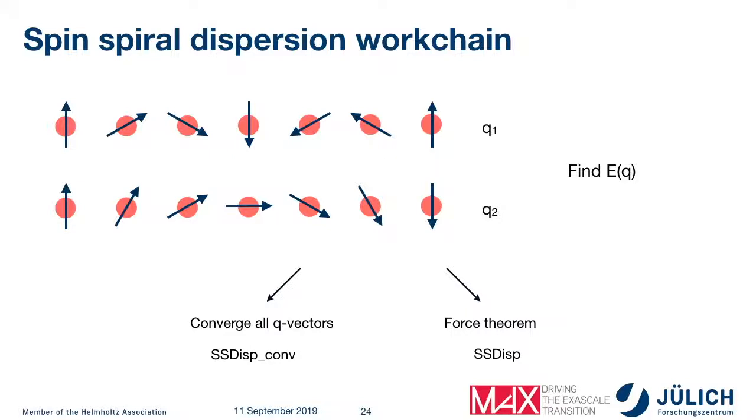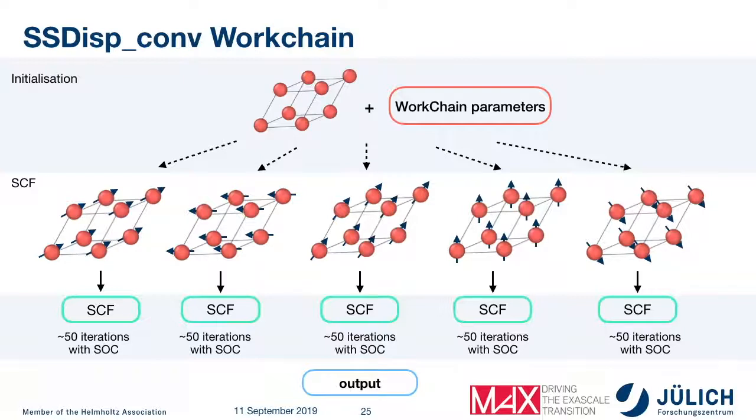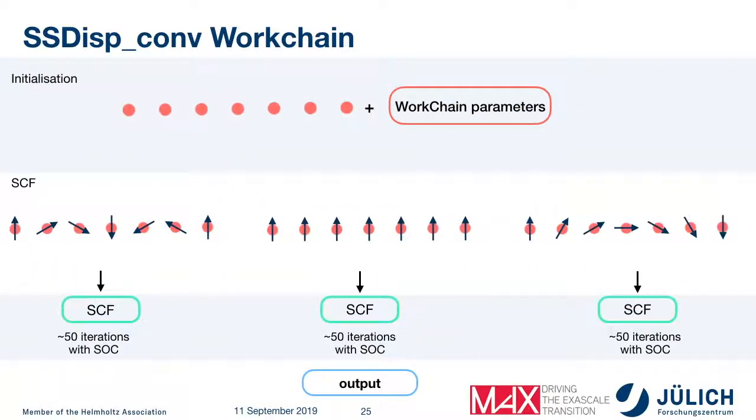It can be done in two ways. First of all, we can call the self-consistent workflow for all required Q vectors. And the second way is to use the force theorem. It has pretty much the same structure. The magnetic anisotropy energy and spin spiral dispersion workflows are pretty much the same. Both of them have a converge workflow, which explicitly converges the charge density for each specified Q vector. We will end up with a highly demanding computational task.